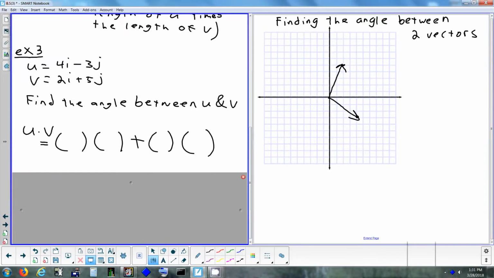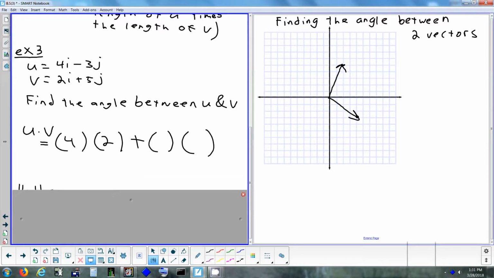Shauna, can you tell me the calculation that I'll do for the dot product? 4 times 2, yep, plus negative 3 times 5. So we get 8 minus 15, which gives me a dot product of negative 7. That's the first thing I need, the dot product.